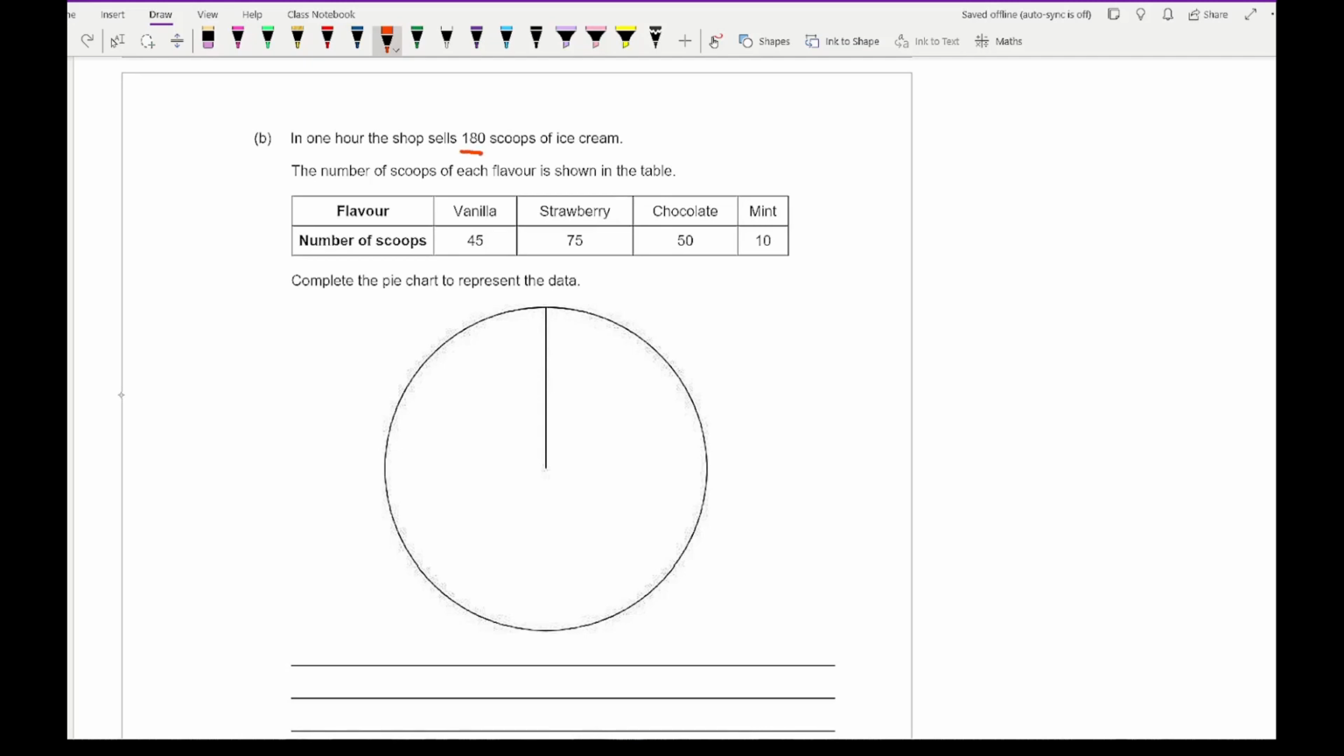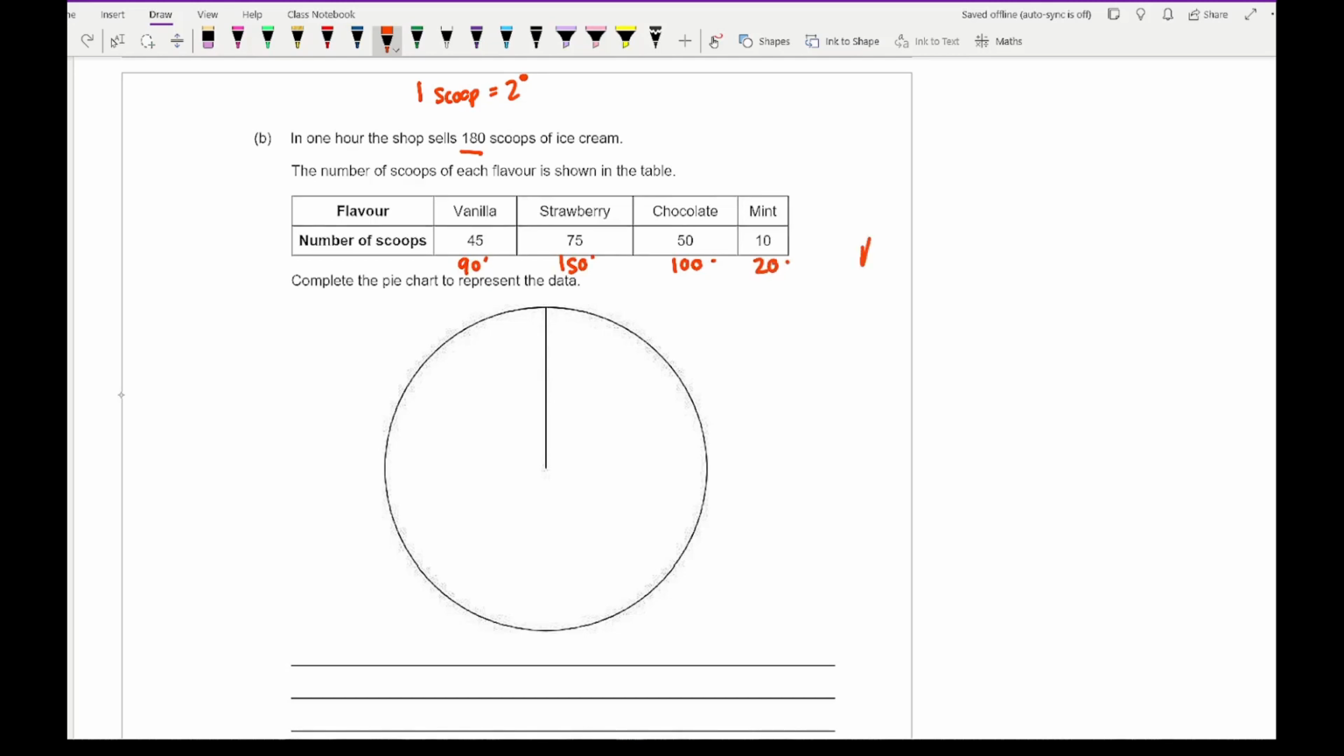So that means that 1 scoop equals 2 degrees. So all I need to do is multiply each of these numbers by 2 and I'll work out the angle. So that's going to be 90, that's going to be 150, this is going to be 100, and this is going to be 20.